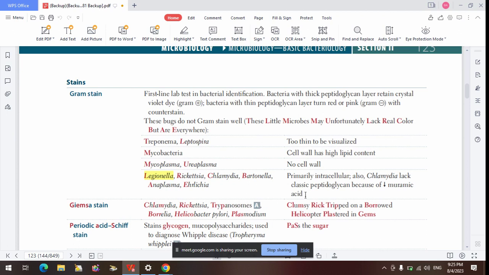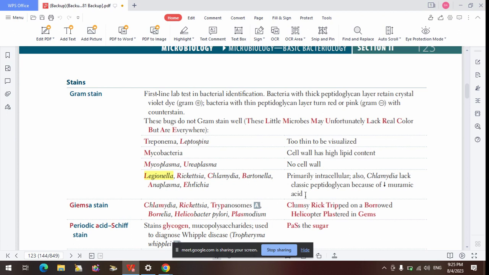Mycoplasma, ureaplasma, the plasmas, they go together. They have no cell wall, so there's nothing to even pick up the stain. This is very important too. We must remember this attribute of these guys: mycoplasma, ureaplasma, they lack a cell wall.